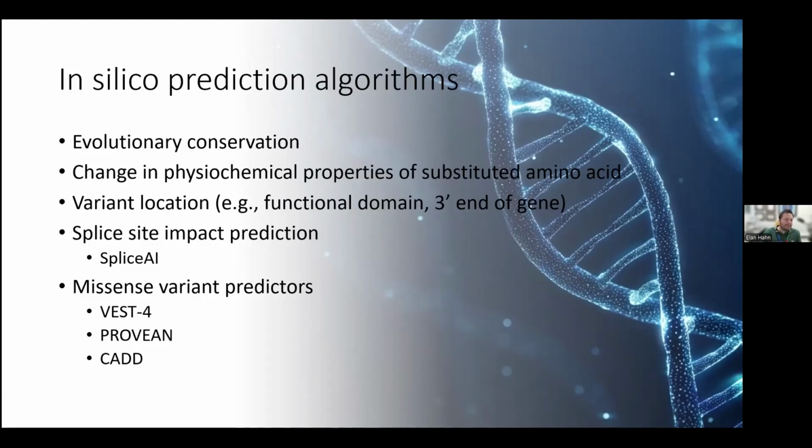Then, as we spoke about, changes in the physiochemical properties of the substituted amino acid. So checking to see how this missense substitution differs from the baseline or from the reference. And if there is a known oncogenic variant that is different, comparing whether the difference between our newly detected amino acid is more or less different than the one that's known to be oncogenic. Variant location, is it in a functional domain? Is it at the 3' end of the gene?